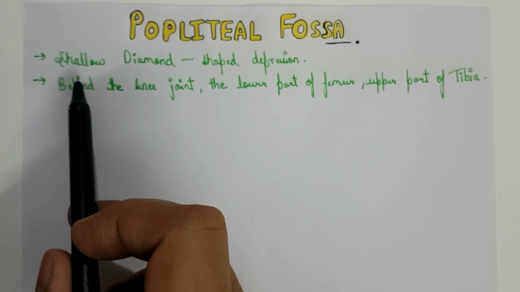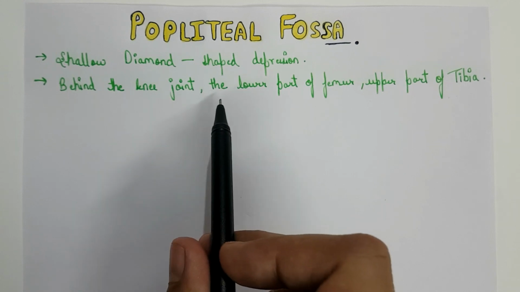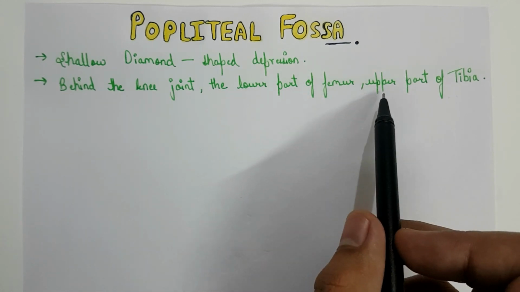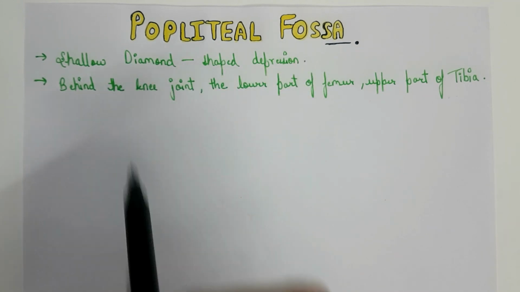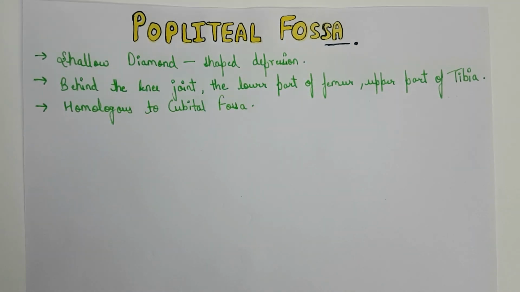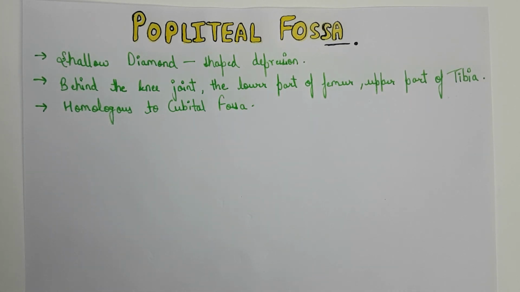The popliteal fossa is a shallow diamond-shaped depression behind the knee joint and at the lower part of the femur and upper part of the tibia. So it is a diamond-shaped depression present behind the knee joint. The popliteal fossa is homologous to the cubital fossa present on the elbow joint.